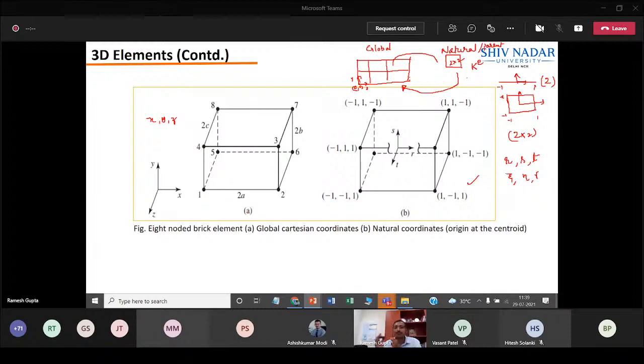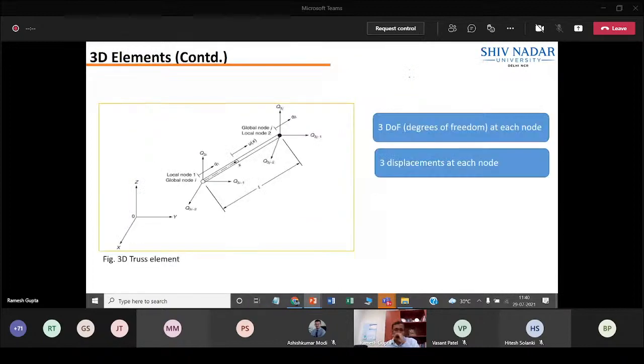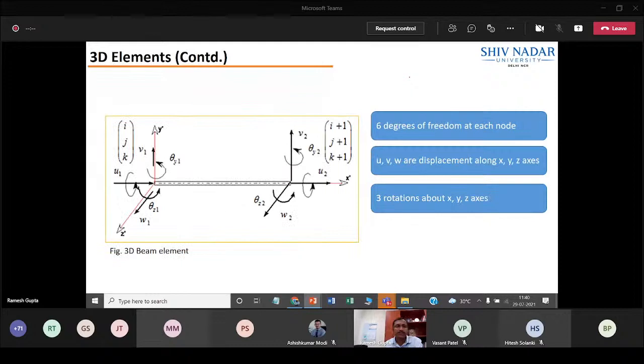The Jacobian will help you to map from the natural coordinate to your global coordinate by providing exactly your sizes. Based on that, it will be able to capture. And you can look at what kind of elements you can have with different degrees of freedom. As I mentioned, up to 6 degrees of freedom you can have.